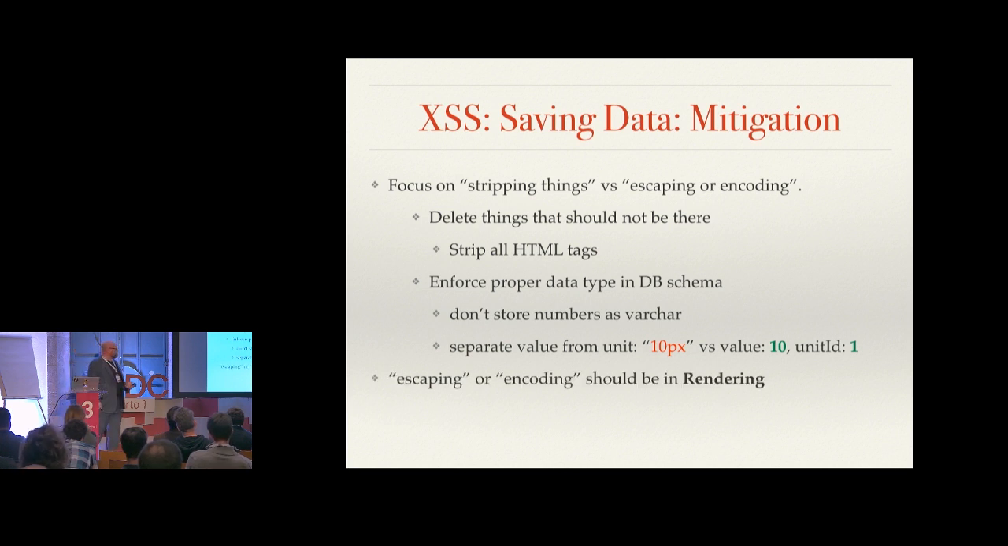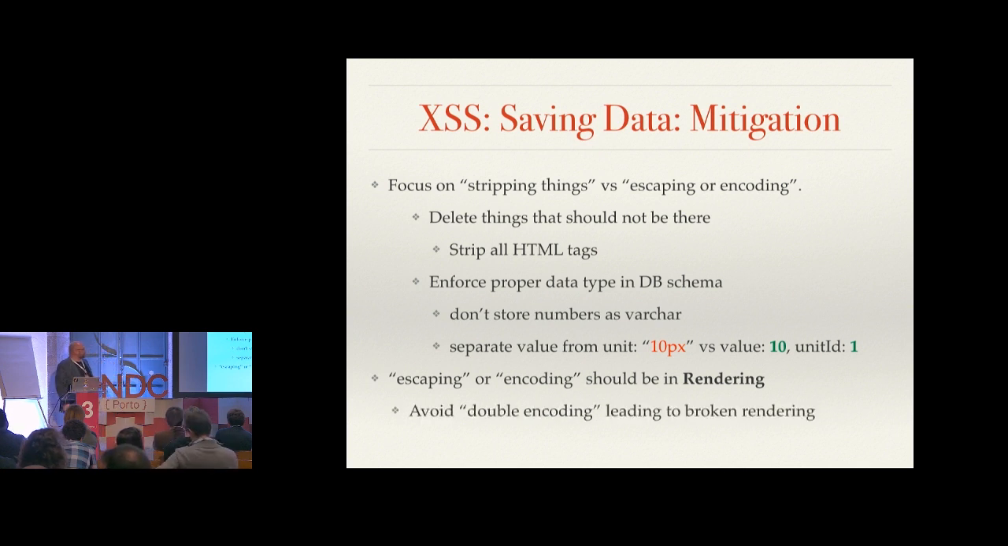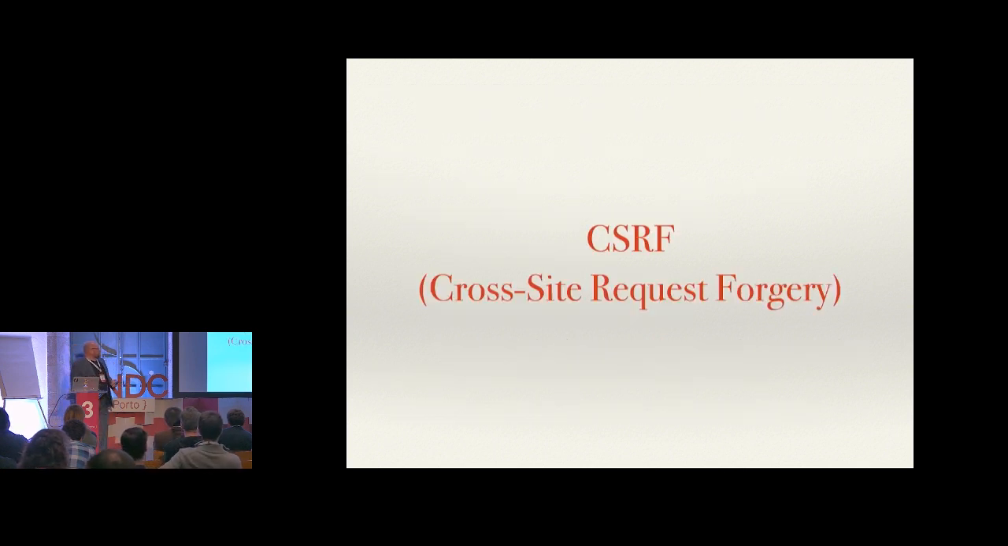And like I said, if you're going to do any kind of escaping or encoding, you should try to just leave that to the rendering. So when you save data, get rid of bad things, and when you render data, just escape things. Okay, so that was for cross-site scripting. Now we're going to look at cross-site request forgery.